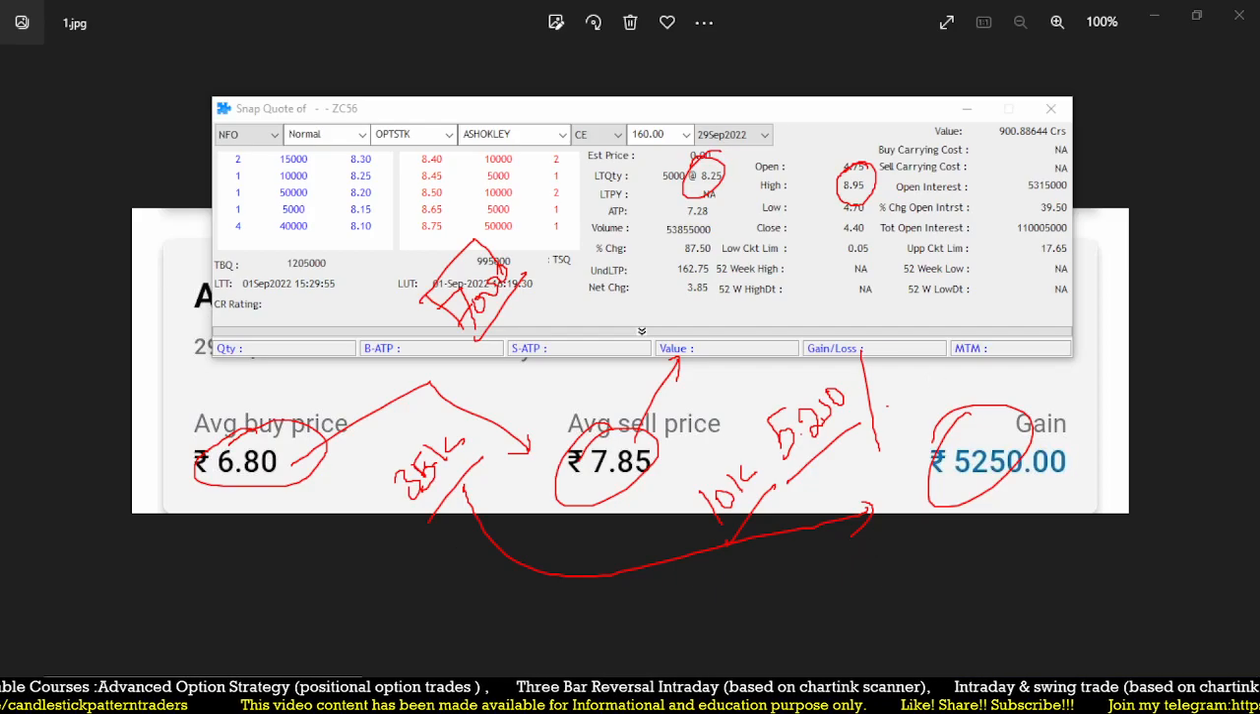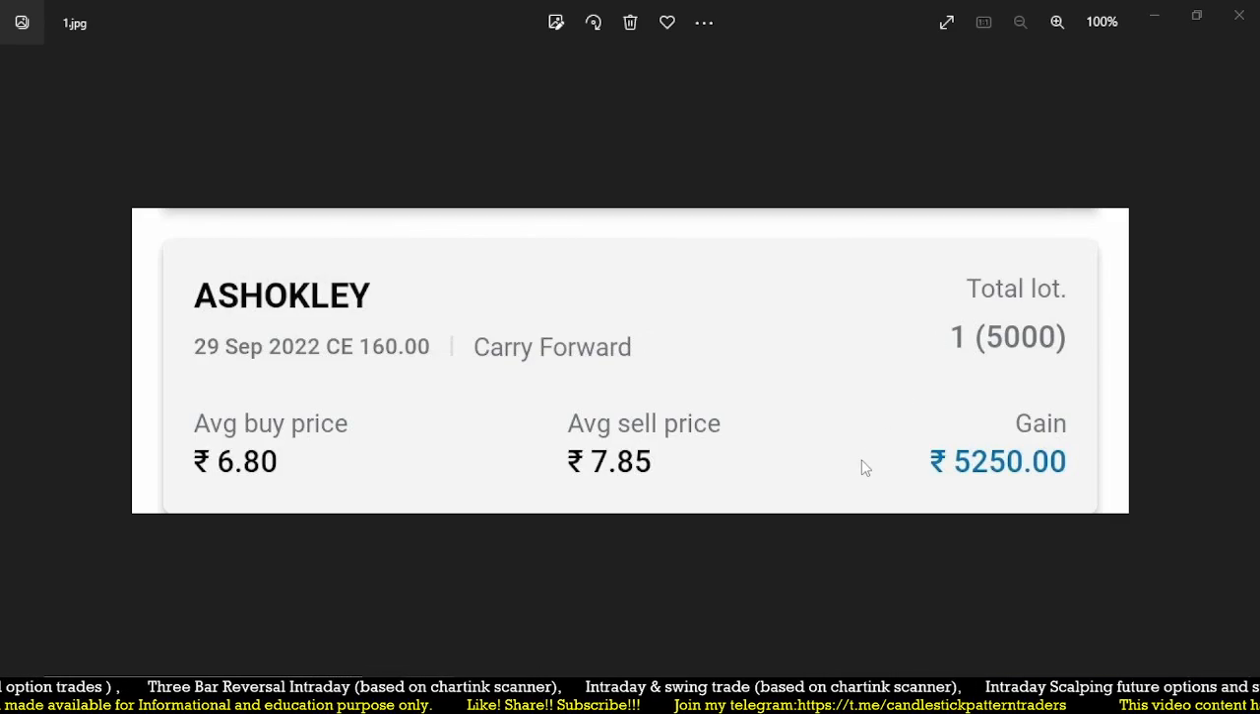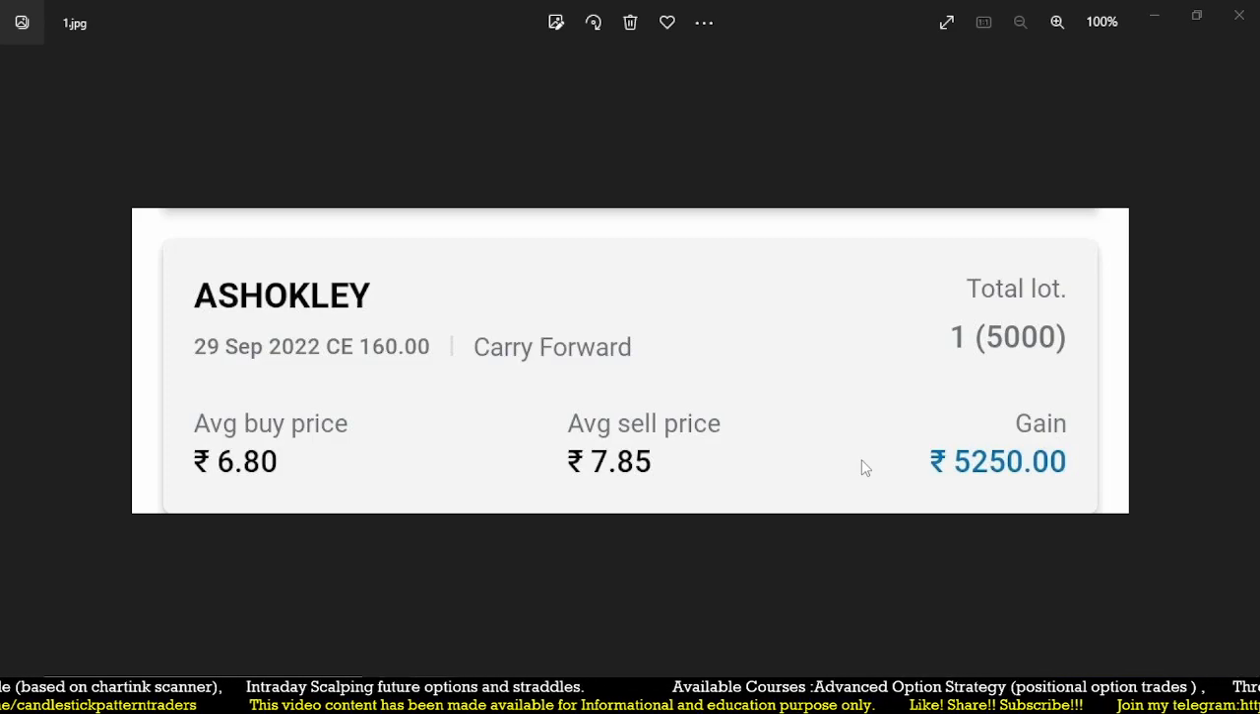Right. So this is about a concept. I'm not using any advanced strategy or any other methods. I just simply see the charts, the stocks. Finally, that was giving good profit.